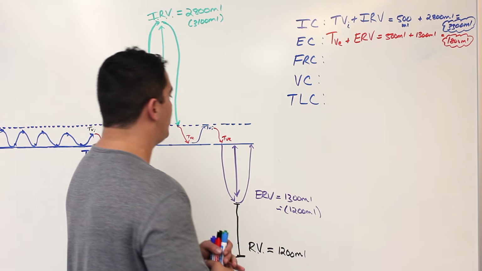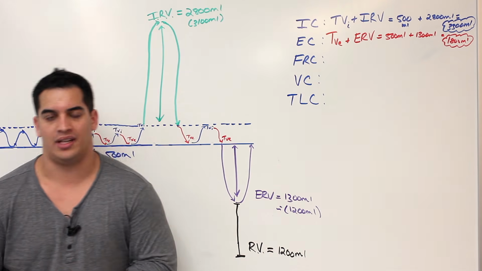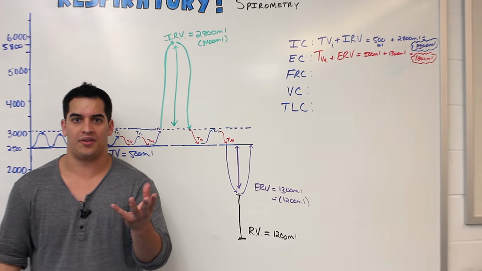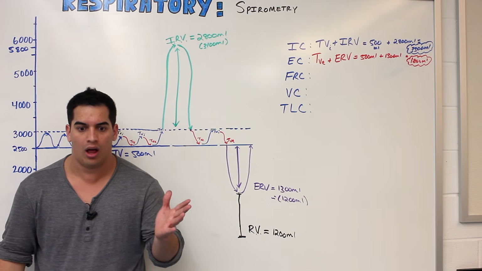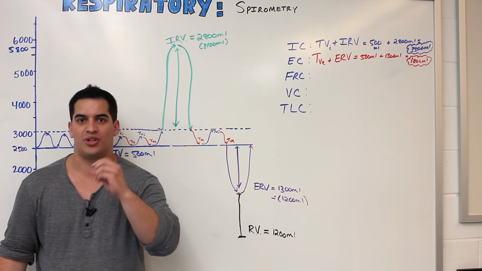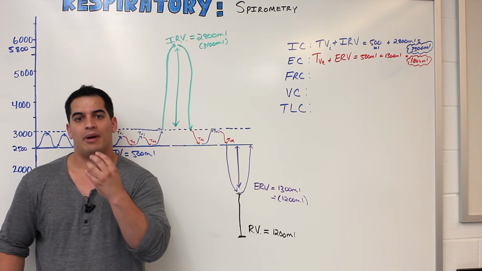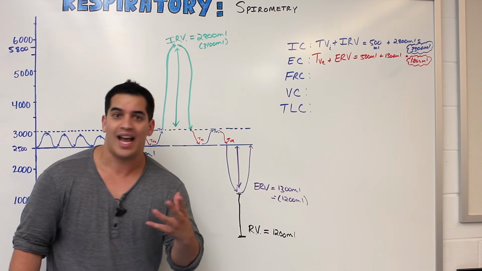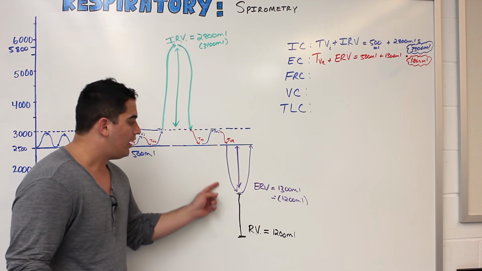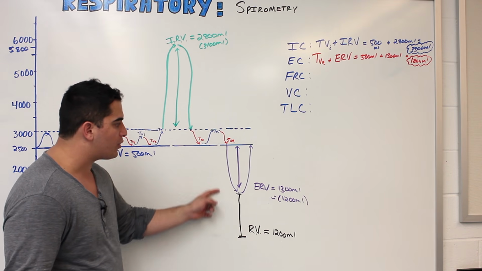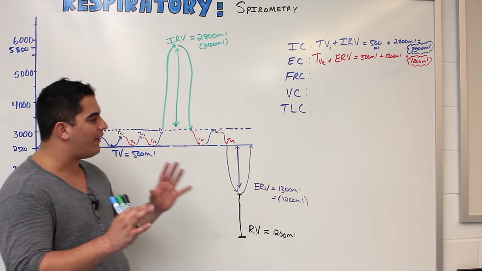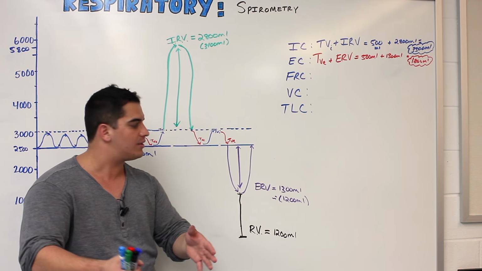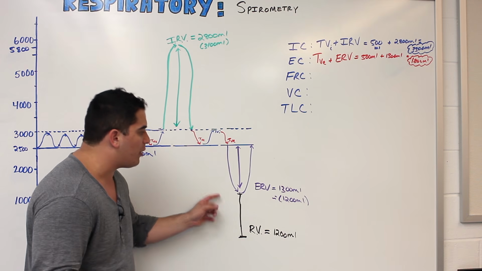Now we go to functional residual capacity. Think about this. When I'm just normally breathing, I'm not forcefully expiring all the time. If you think about the normal amount of air that's in your lungs without forcefully expiring, that's technically this ERV and this RV, because I'm not always forcefully exhaling. So the amount of air in my lungs during just normal inspirations and normal expirations includes my expiratory reserve volume, which is always there.